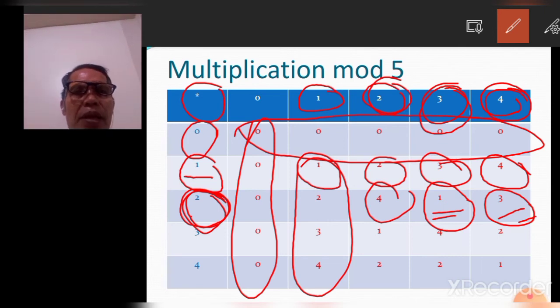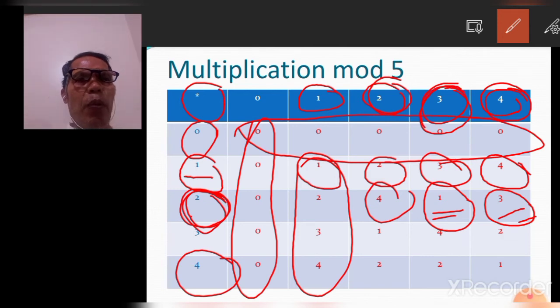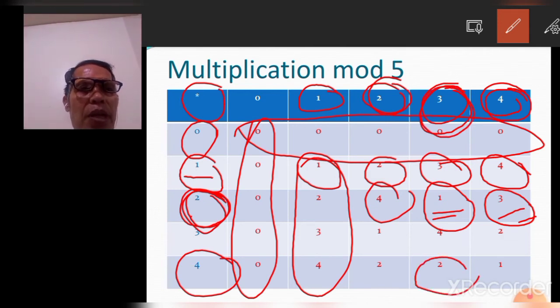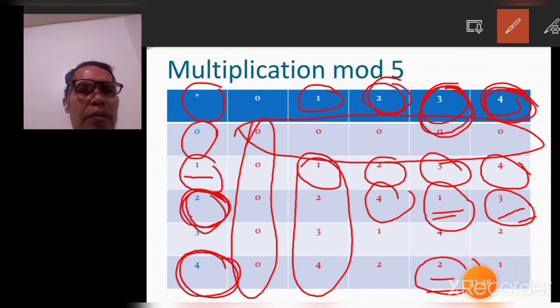For example, 4 of blue times 3 of white equals 2 red. Why? 4 times 3 is 12, but you cannot put 12 because the elements only go up to 4. So what you have to do is 4 times 3 is 12, divided by 5 is 2, 2 times 5 is 10, 12 minus 10 is 2. For example, we are going to multiply 4 blue times 4 white equals 1 red.